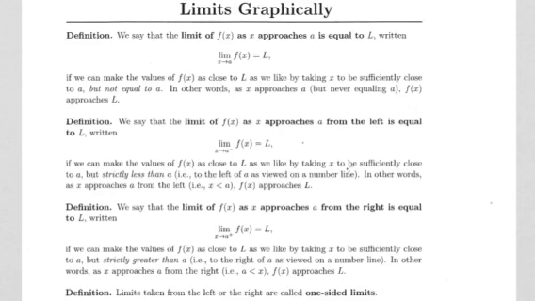So first off, the definition. We say that the limit of f of x as x approaches a is equal to L. So essentially, what we're looking at is a graph that might have some jumps or breaks in it. And we're looking at what's happening as the x value is approaching a certain number, what's happening to the function.